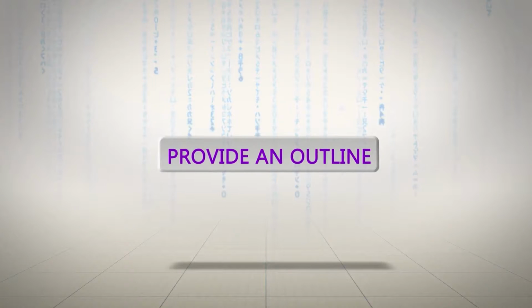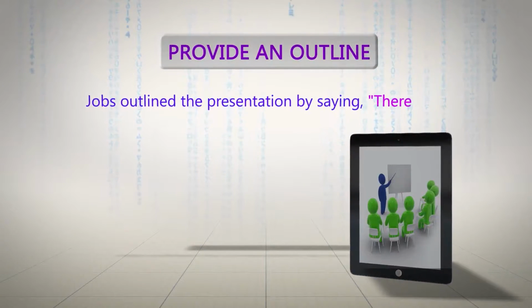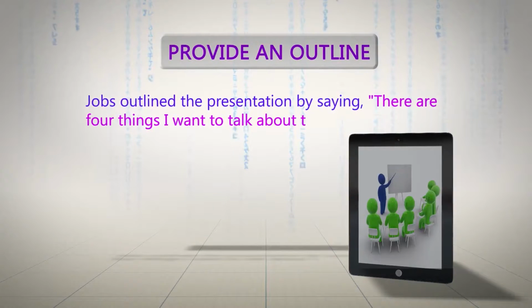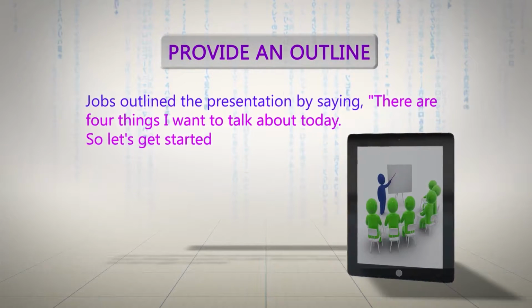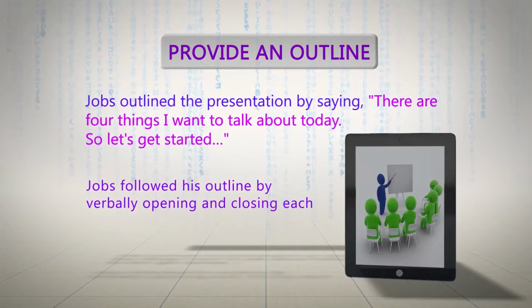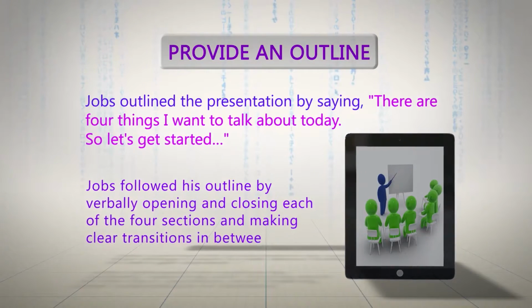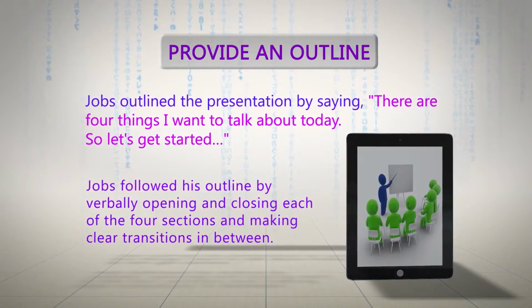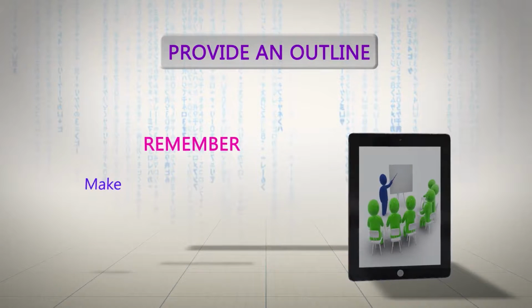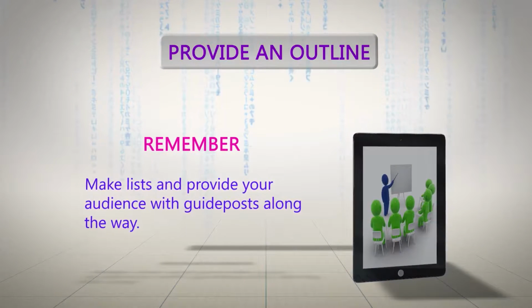Number 3, provide an outline. Jobs outlined the presentation by saying, "There are 4 things I want to talk about today, so let's get started." Jobs followed his outline by verbally opening and closing each of the 4 sections and making clear transitions in between. Remember, make lists and provide your audience with guideposts along the way.